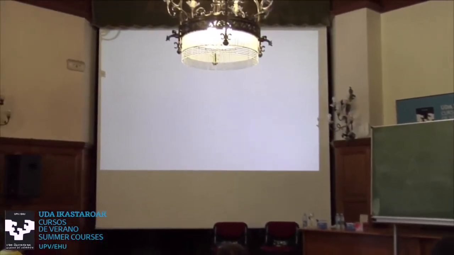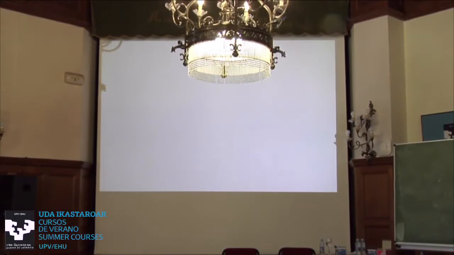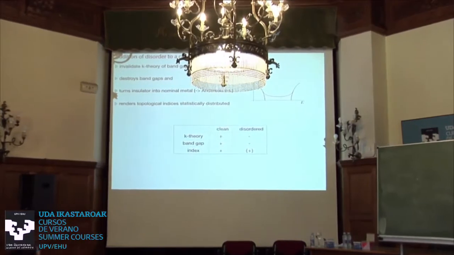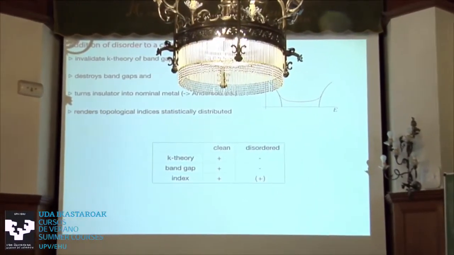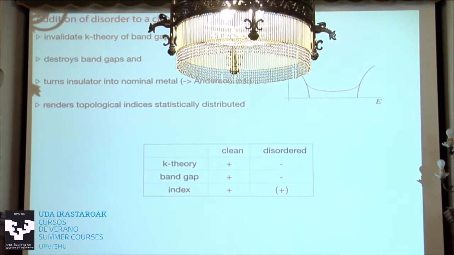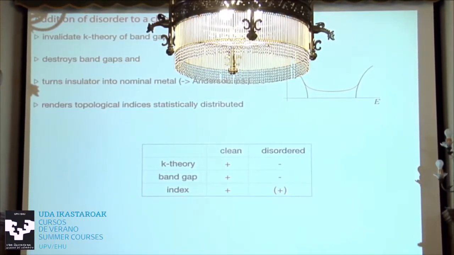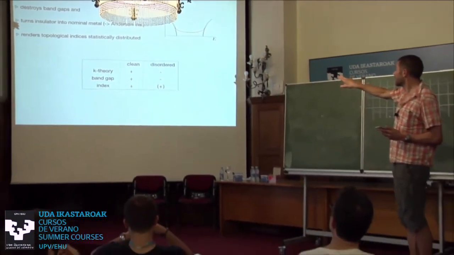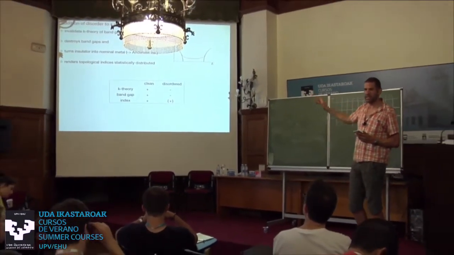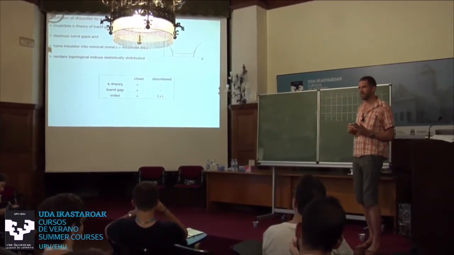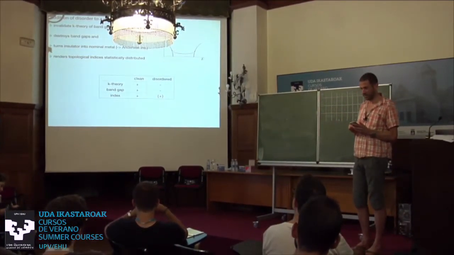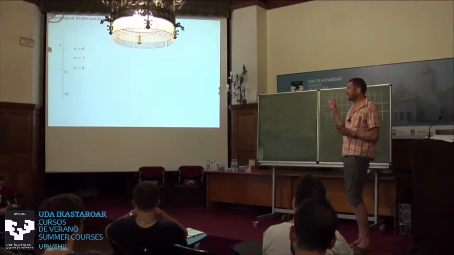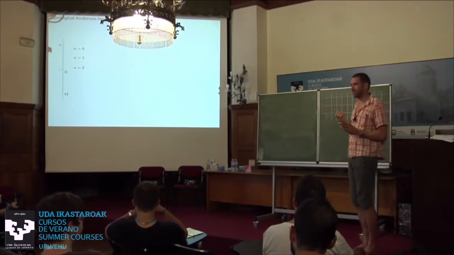If you make the system bigger and bigger, this is this kind of scaling approach, which here, in a way, is introduced again. And the overall conclusion of this so far is that we can draw a little table, clean versus disordered, what's going on. So we have the clean case, we have band theory; in the disordered case we don't. There are gaps in the clean case; in the disordered case, they go, and the index has a somewhat ambiguous status or a generalized status. Okay, that we can say. Now, we can try to make this more predictive and ask what will really go on.